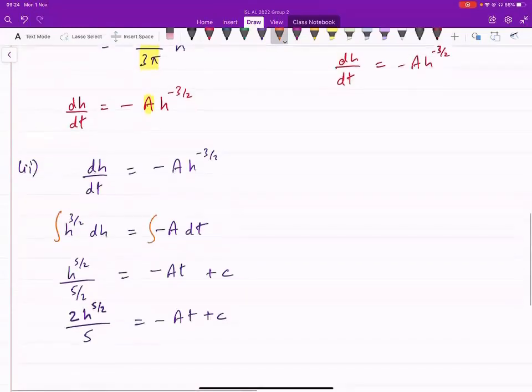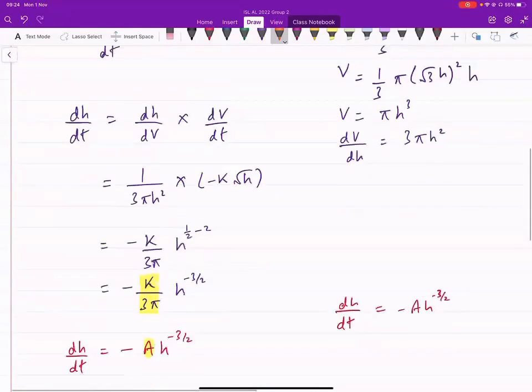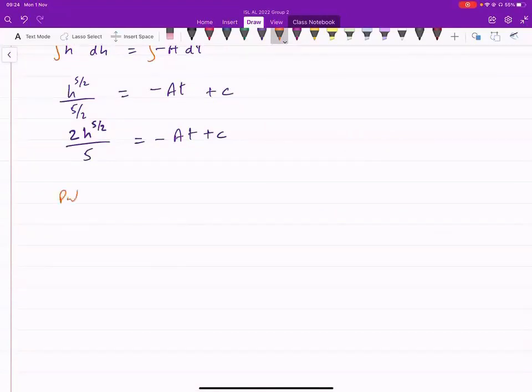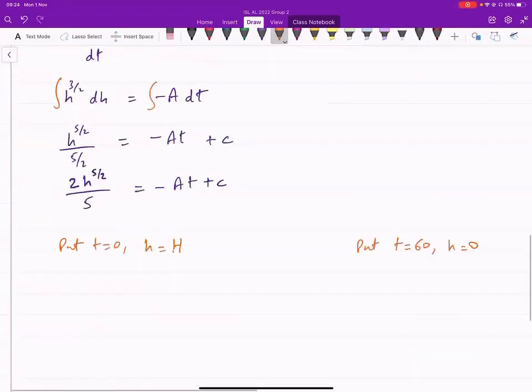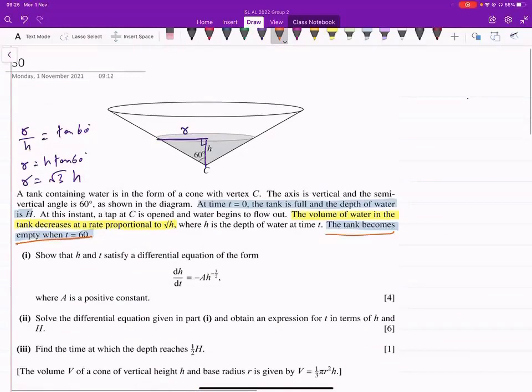So let's input t equals 0 and h equals capital H first. We put t equals 0 and h equals capital H. And then we also put t equals 60 and h equals 0. The question gave another point: the tank becomes empty when time is 60. We have to input these two things separately. Okay? So let's do that.